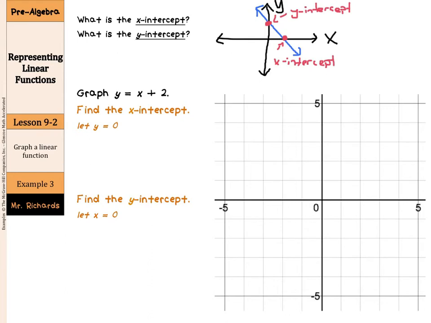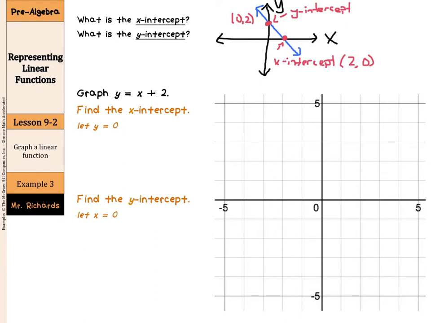Now there is something important here about the actual points of the x and y-intercept. The x-intercept here might be something like the point 2, 0, whereas the y-intercept up there might be at the point 0, 2. Something key about the y-intercept is that the x equals 0, and something key about the x-intercept is that the y is always going to equal 0. And so we're going to use that to help us graph.